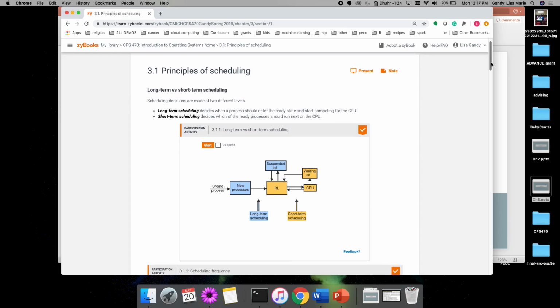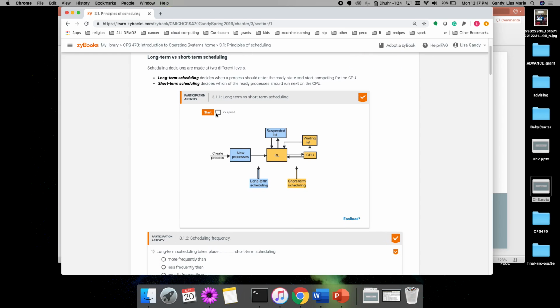So here is a visual. If you want to open Zybook, you can look at that too. Processes are created at unpredictable times and enter with new. The long-term scheduler is going to decide which process is moved to the ready list. This is happening less often, right? Because a completely new process is starting up. And processes are also subject to long-term scheduling when suspended and later reactivated by the OS.